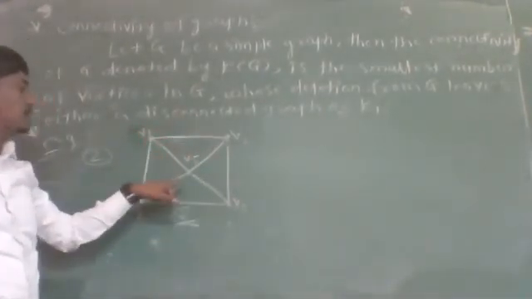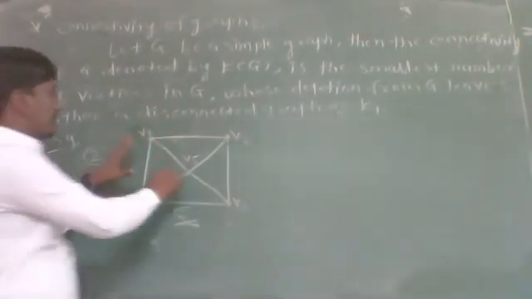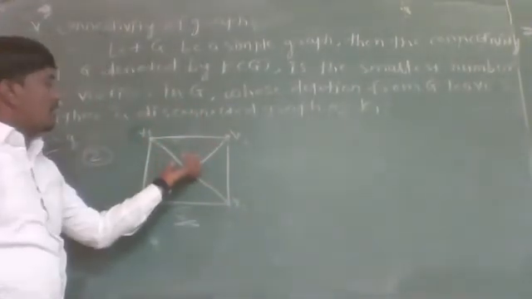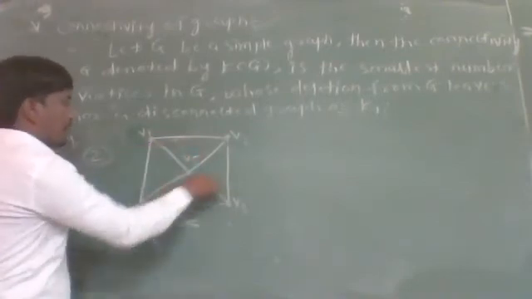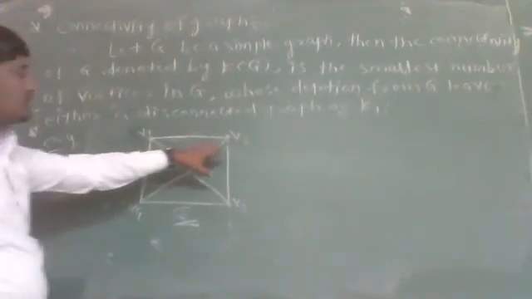So to make this graph a disconnected graph, we have to remove at least three vertices. Let us remove vertex V5. If we remove vertex V5, then we have to remove all the edges which are incident on that vertex V5. That is, the whole part is removed.